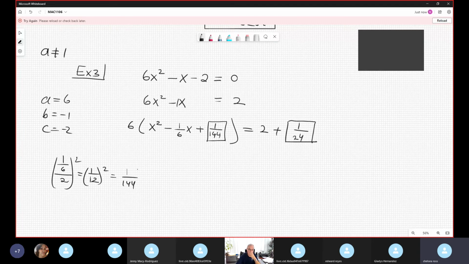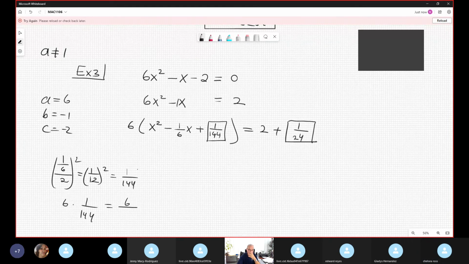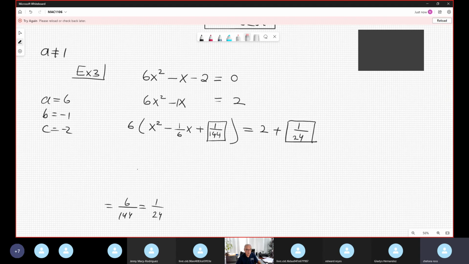Now, wait. This is the multiplication, 6 times 1 over 144. Okay, 6 over 144. When you reduce to lowest terms, divided by 6, 1, and 144 divided by 6 is 24. Let me check it with my calculator one more time. 144 divided by 6, boom, 24. Okay, so this is the manipulation that I'm doing in my equation. The rest is a piece of cake.